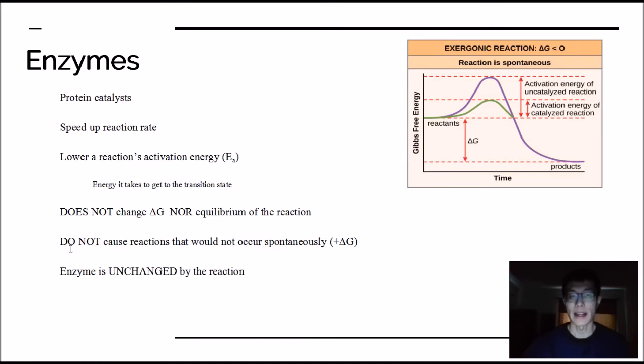And also, enzyme catalysts do not cause reactions that would not occur spontaneously. So it doesn't cause a positive delta G to suddenly change to a negative delta G. It really is just a catalyst to lower the activation energy. Of course, you can combine it with ATP hydrolysis, for instance, to make a positive delta G reaction occur, even if it isn't necessarily favorable. But ultimately, the enzyme is unchanged by the reaction, so you can use it again.